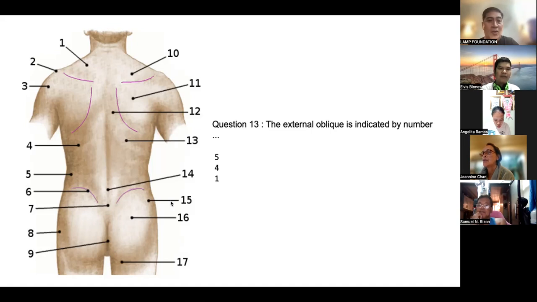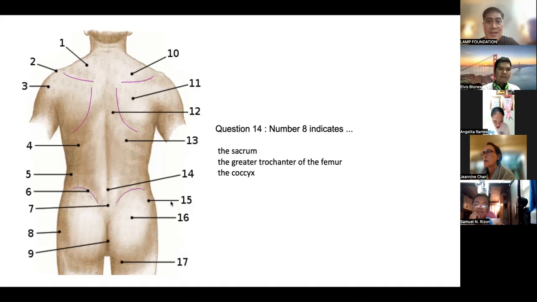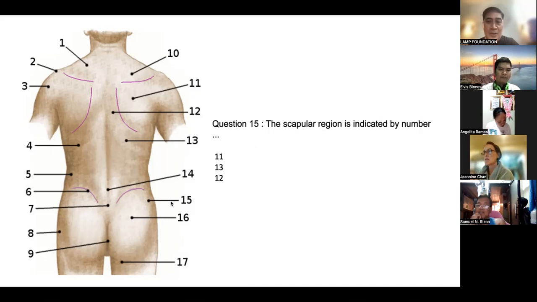External oblique is indicated by what number? Number 5. Okay. The number 8 indicates? The greater trochanter of the femur. Okay. Scapular region is indicated by what number? Number 11. Okay. Congratulations, Sir Elvis, and thank you for your donation.